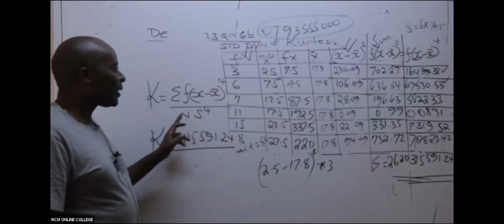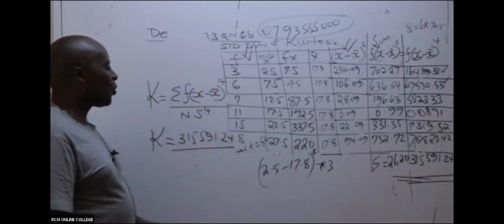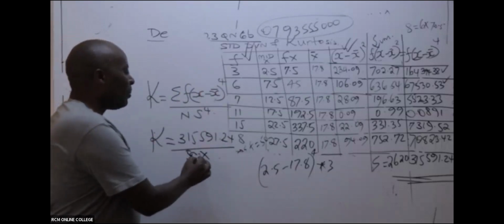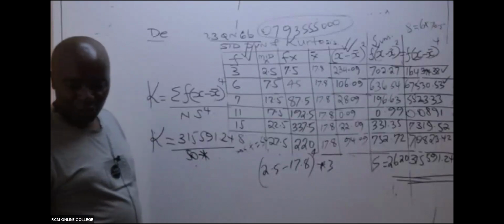Is there somebody who can remind us? N is the total frequency. Total frequency is 50. How about in this case here, our standard deviation?